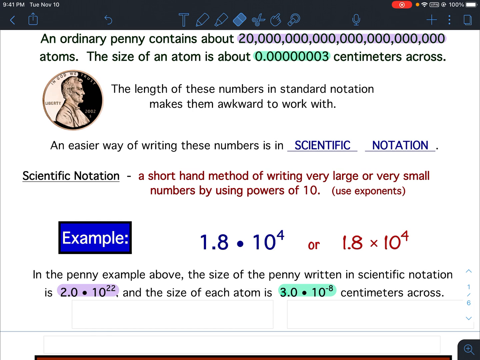So the big long number that was 26 trillion is highlighted down here in purple. And the size of each atom is 3.0 times 10 to the -8 centimeters across.